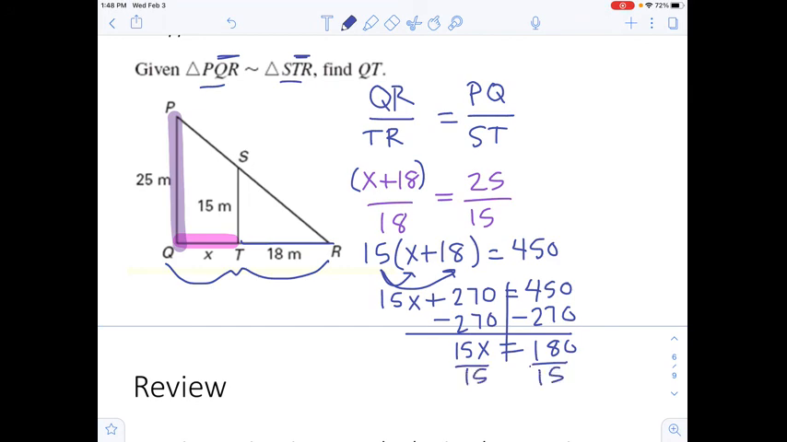Divide both sides by 15. And I get 12 meters as my answer. So 12 is that value of x. If you did, instead of x plus 18, if you just did x for that and solved for the whole length of QR, you would get 30, and then you would just minus 18 from that and get 12 as that x value.